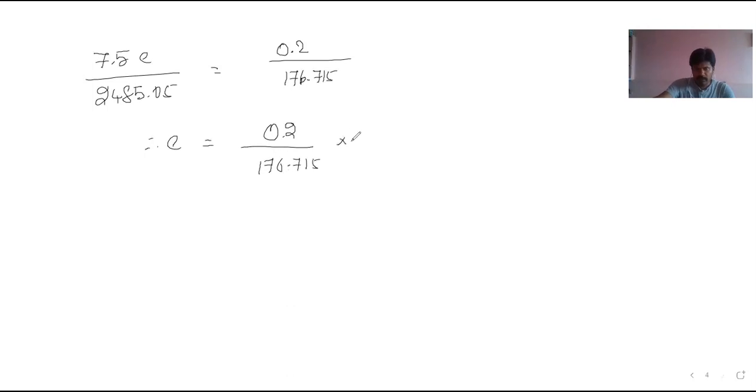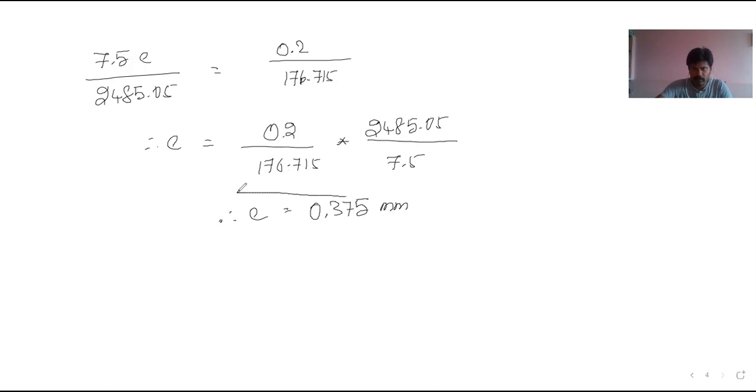Now E becomes 0.2 divided by 176.715 multiplied with 2485.05 divided by 7.5. Therefore, E is equal to how much? So 0.2 into 2485.05 divided by 176.715 into 7.5. It becomes 0.375 mm. Okay, so this is the value of eccentricity.